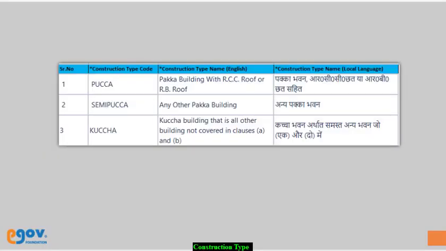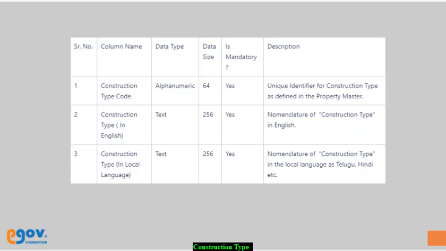Update the information for each column. Some columns marked with a star are mandatory. Please make sure all the mandatory columns are updated in the template. To know specific requirements of the individual column, please refer to the data definition table for construction type.